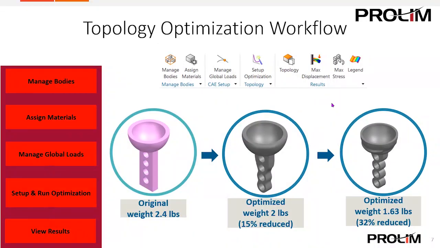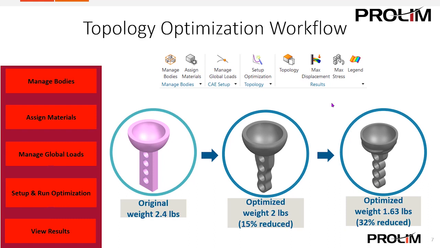Next, let's start looking into the topology optimization workflow. The first thing you will do is manage the bodies. You will have some keep out zones, keep in zones, design space, and so on. You then go in and assign the materials, add some global loads, set up and run the optimization, and then view your results. You also have the opportunity to go back to setup and change some of these criteria.